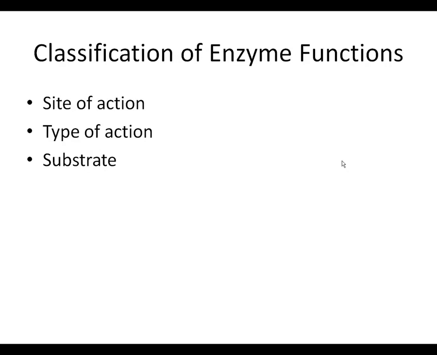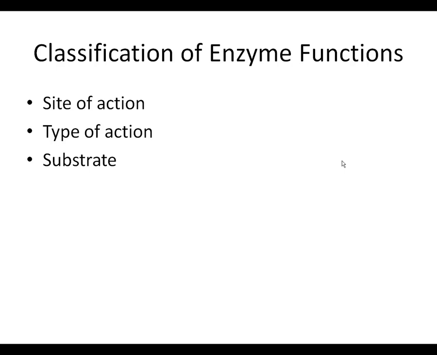We can classify enzymes based on their function. We can do it by site of action, by type of action, or by substrate. If I have an enzyme that is in a class called the lipase enzymes, this would be a substrate type of an enzyme, and the substrate would be a lipid. If I have a transferase class of enzymes, this would be a type of action of an enzyme, meaning that I am using enzymes to transfer molecules from one place to another.